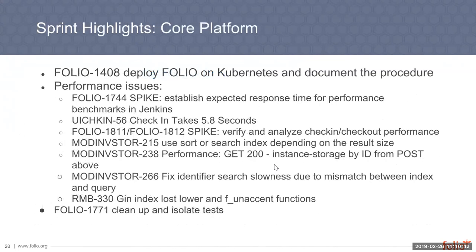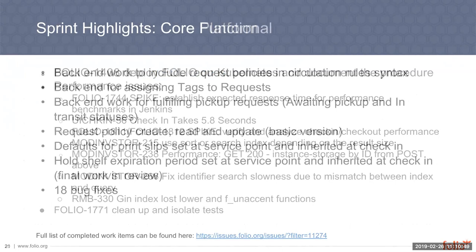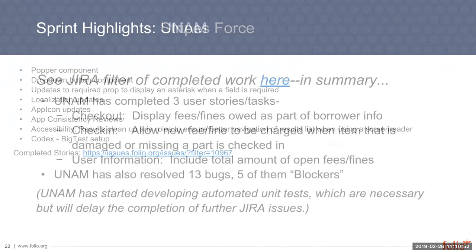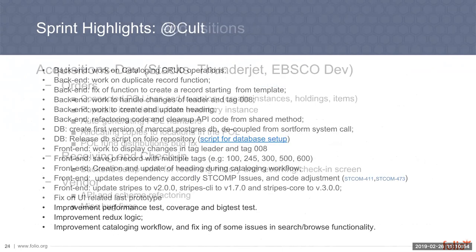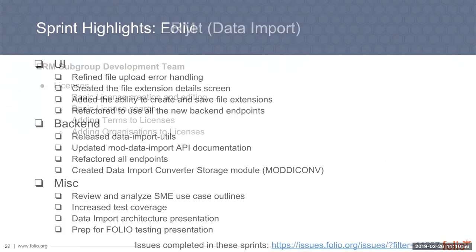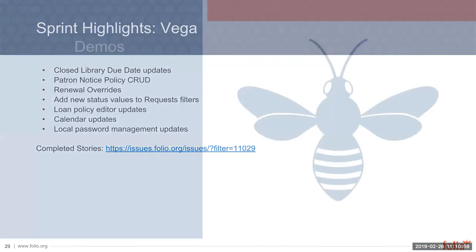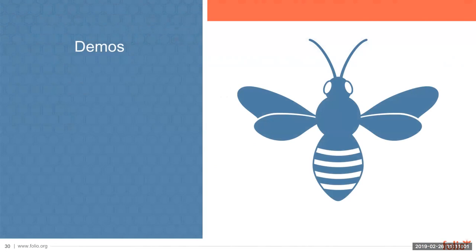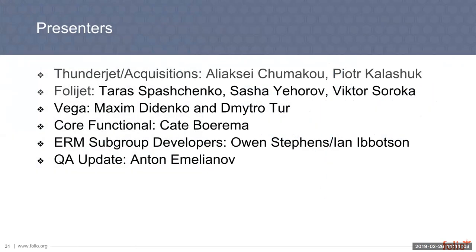Okay, so each of the teams has recorded their highlights from the past couple of sprints, so you can see them here. We won't go through them, but much of this will be shown in the demos. So now to the demos. This time around, we've got Thunderjet, FoliJet, Vega, Core Functional, ERM, and then Anton will do a QA update if we have time. So let's get started with Thunderjet and acquisitions.